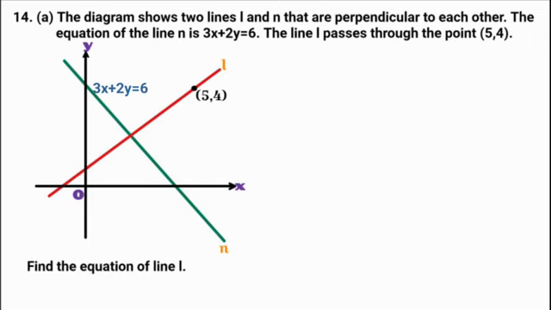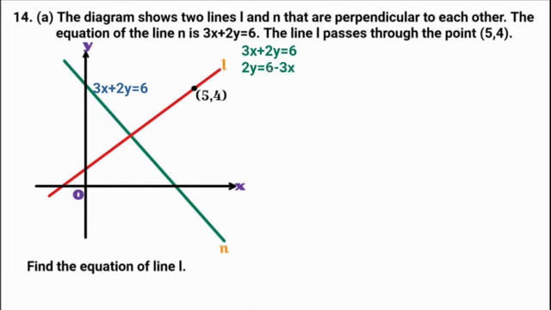So since the lines are perpendicular, we can use the green line to find the gradient of line L. We're going to use the equation 3x plus 2y is equal to 6. Then we're going to make y the subject of the formula. That means we're going to write 2y is equal to 6 minus 3x.